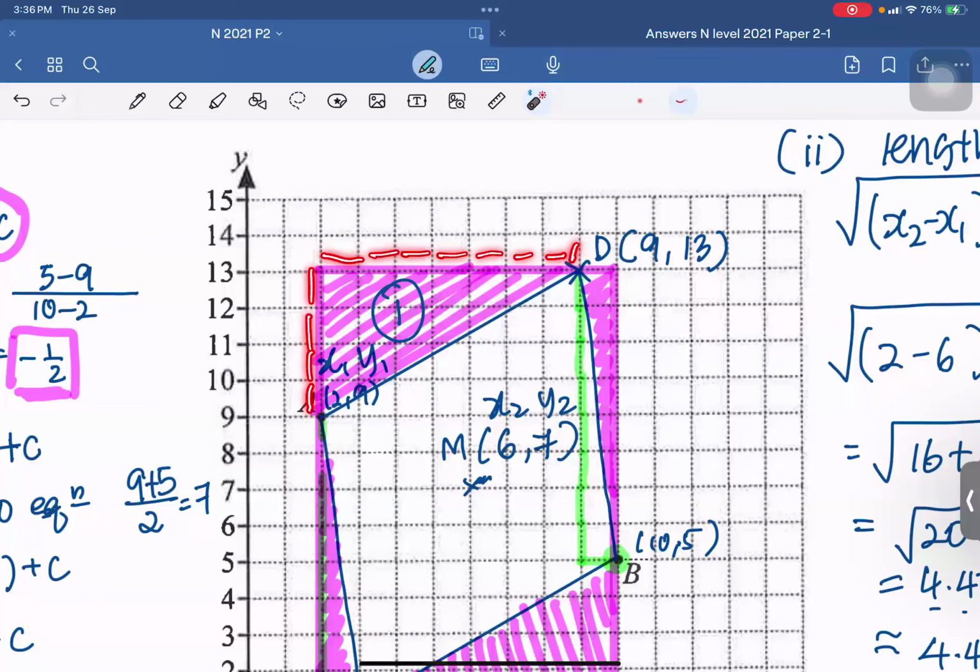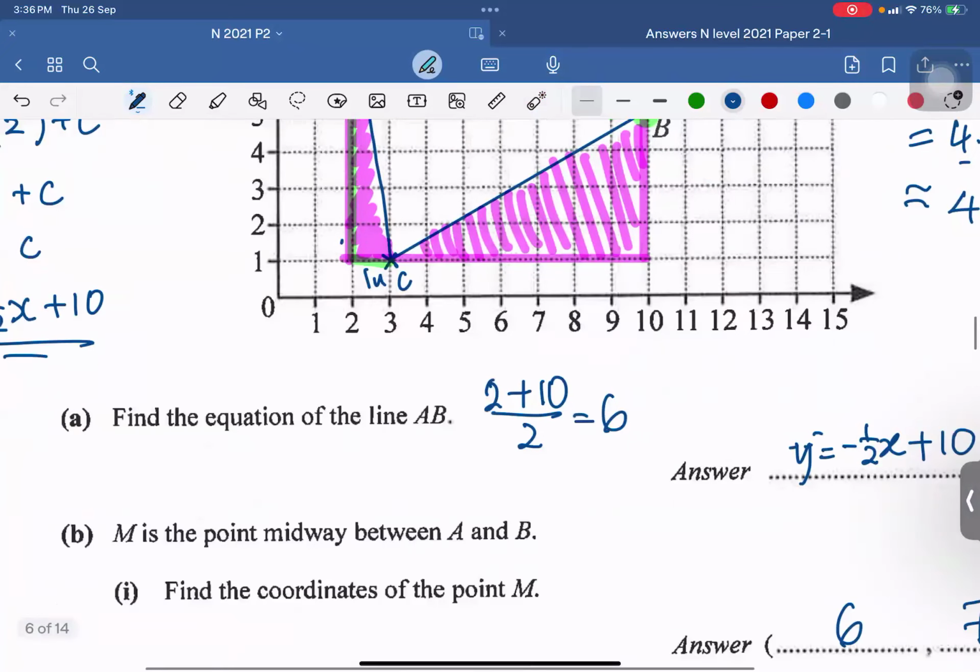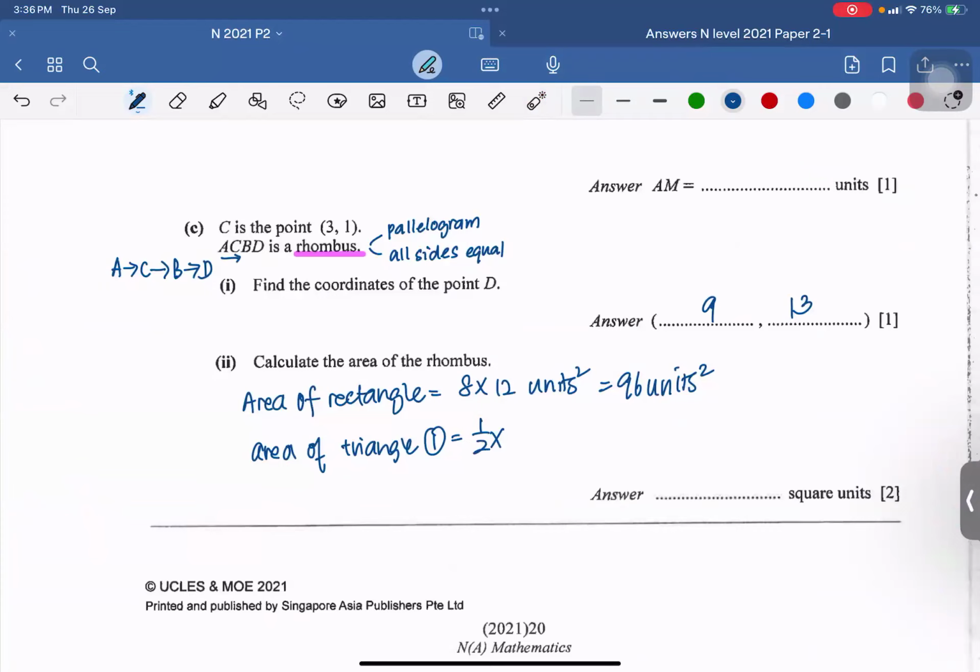Half times 4 times 7, right? There are 7 units here. So this is 4, this is 7. So half times 4 times 7. So this one over here will be half times 4 times 7, which is 14 units square.